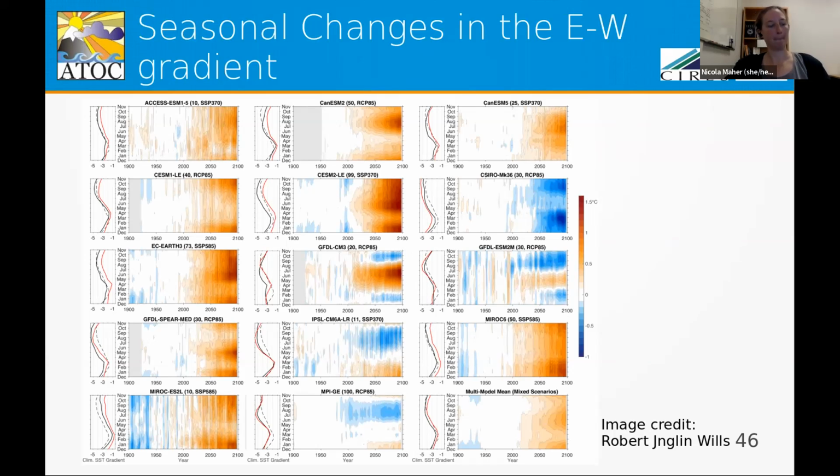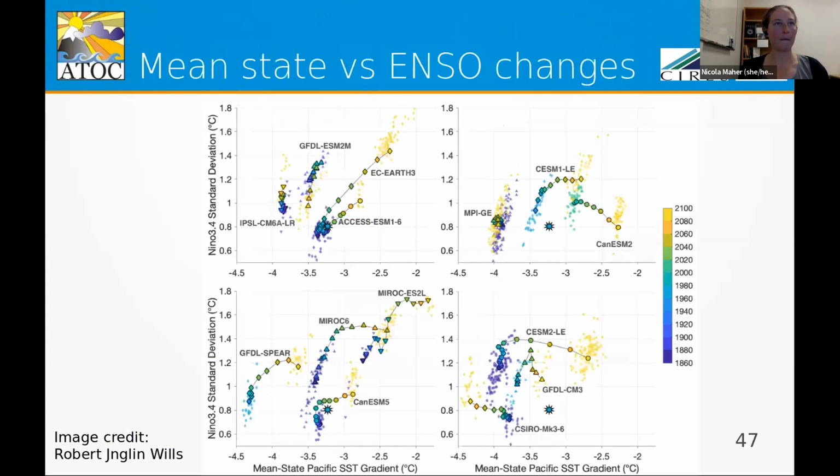that might be kind of averaged out if we just look at an annual mean. Okay, so that brings me to my last plot of the day, which is hopefully going to sum up some of what we've found here and is slightly complicated.